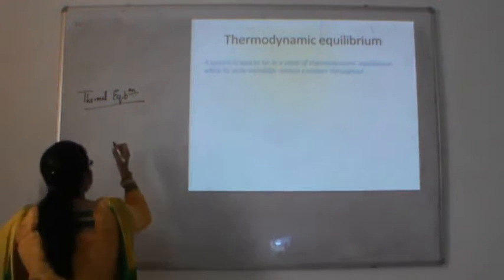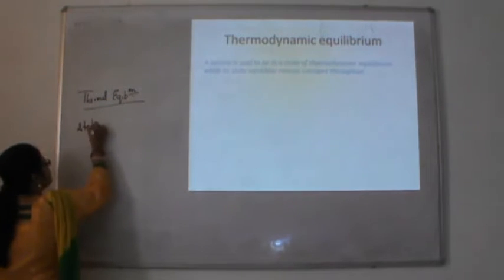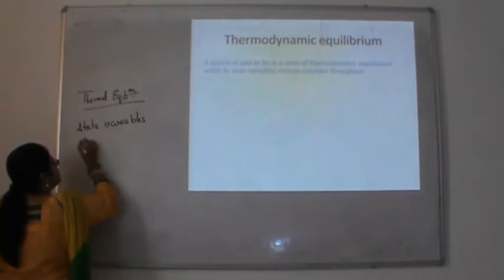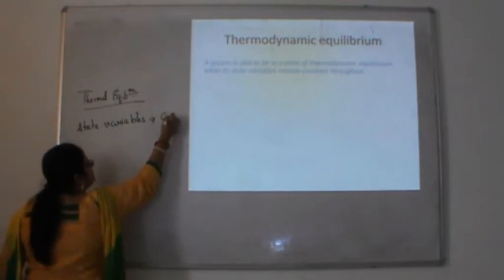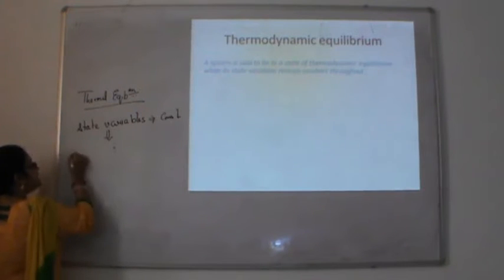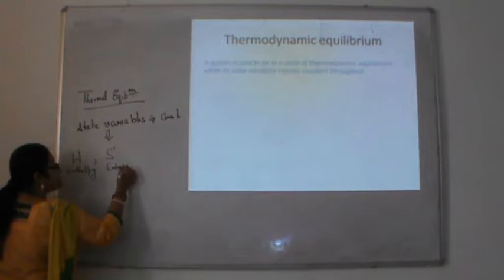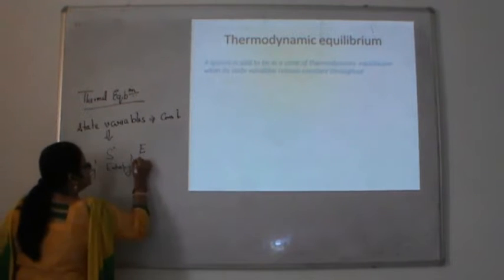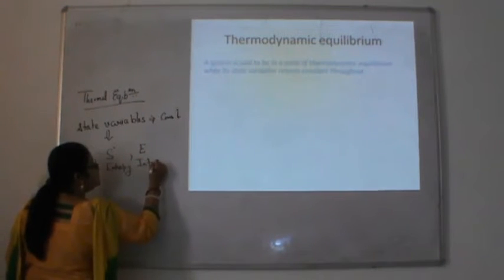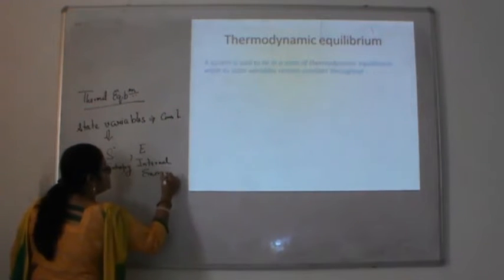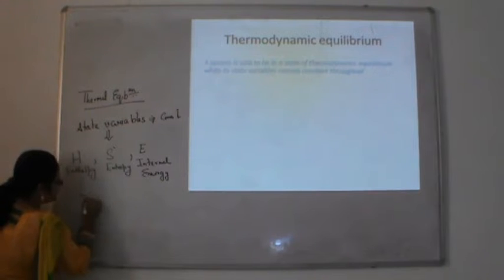What are the state variables? State variables remain constant. State variables means enthalpy, H, entropy, S, internal energy, E, and free energy, G.